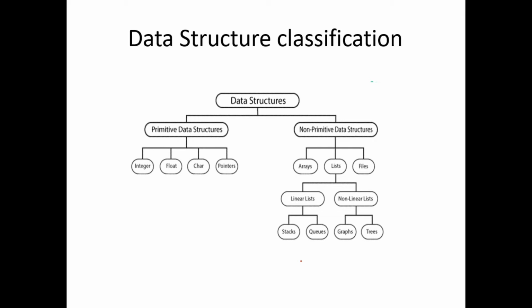Next, this is the classification of data structure. Data structures can be classified into primitive data structures and non-primitive data structures. Under primitive data structures we have integer, float, character, pointer, string. Under non-primitive data structures we are having arrays, lists and files. Again under non-primitive data structures, lists will be classified into linear lists and non-linear lists. The linear list is classified into stacks and queues, and the non-linear list is classified into graph as well as tree. So this is the classification of data structure.